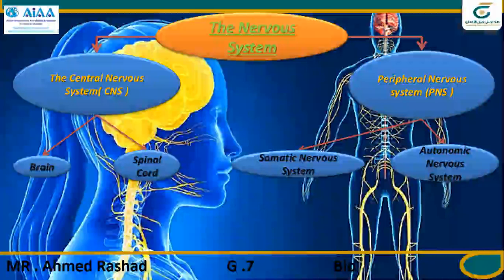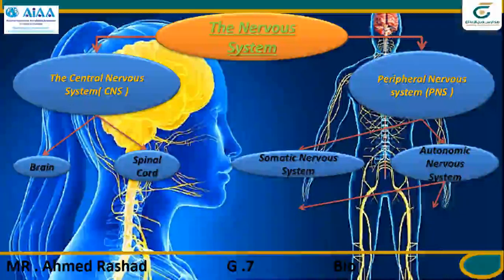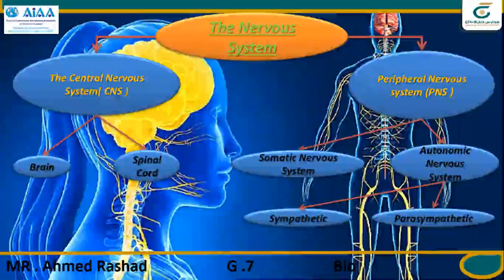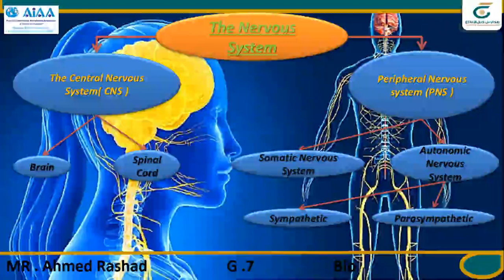Okay, and that's made up of two parts, or divided into two parts. Number one is called sympathetic, and the other parasympathetic. Sympathetic is responsible for any sudden activities, or when your body is under some pressure or stress and feeling scared, and when you are doing any activities, the rate of your heart pumping is raised.